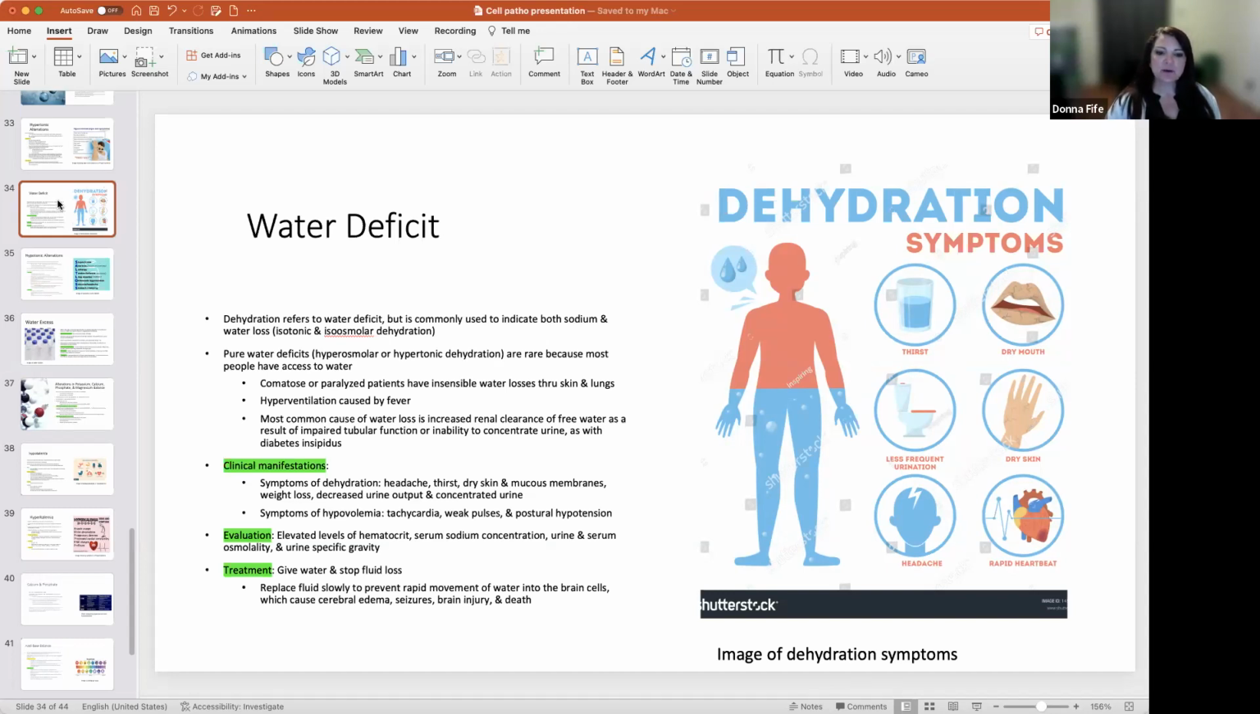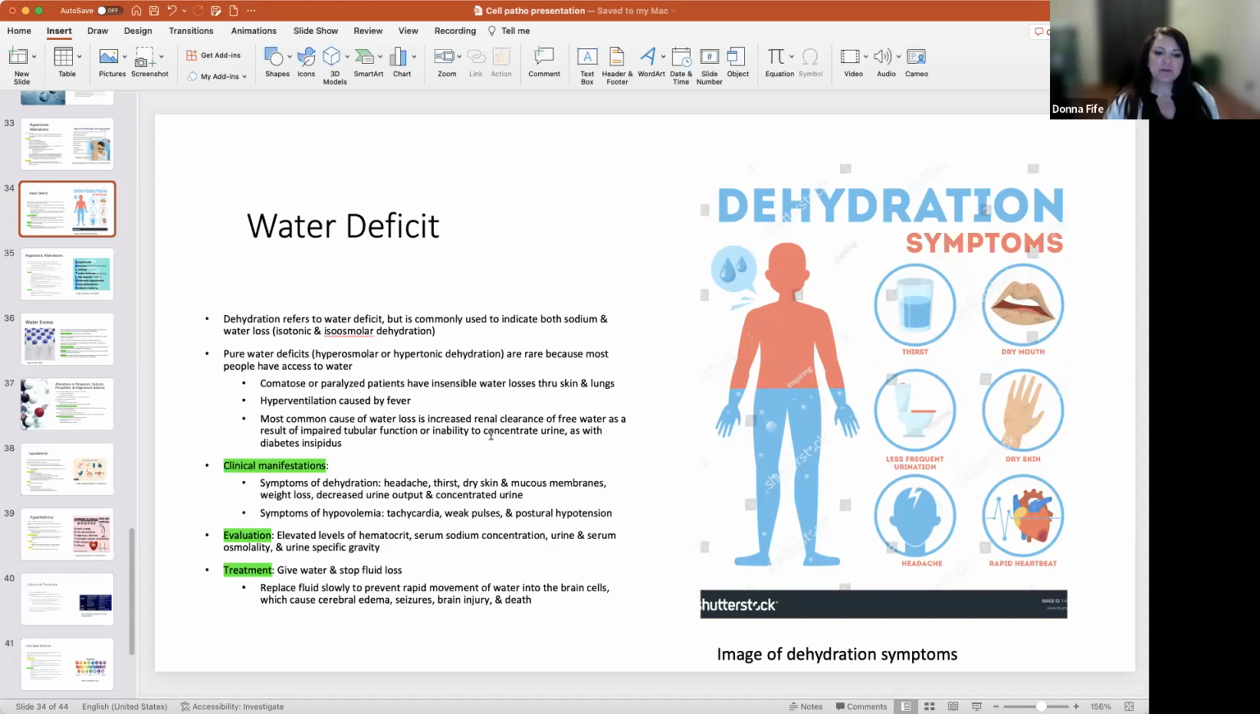The most common cause of water loss is increased renal clearance of free water as a result of impaired tubular function or inability to concentrate urine, such as that which occurs with diabetes insipidus. Clinical manifestations: the patient could have symptoms of dehydration, including headache, thirst, dry skin and mucous membranes, weight loss, decreased urine output, and concentrated urine. There's a chart here just showing some more of the symptoms.